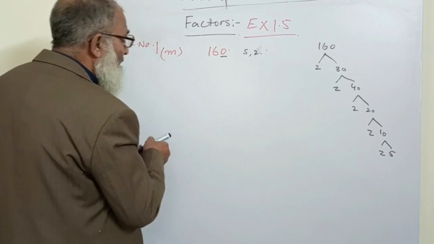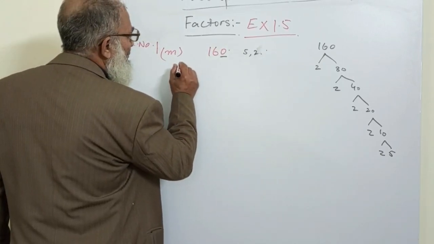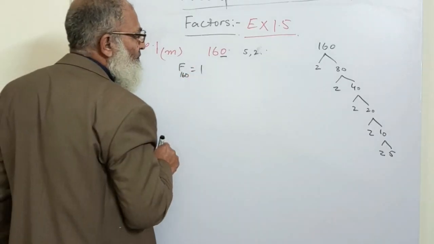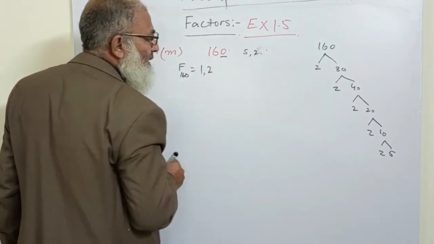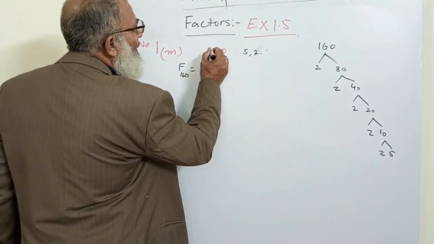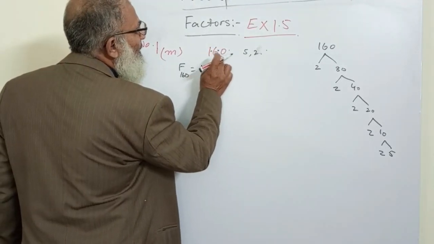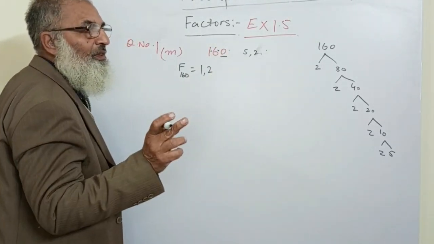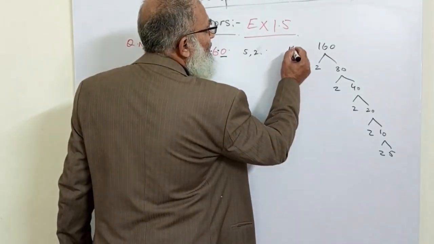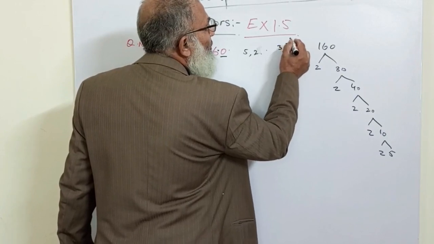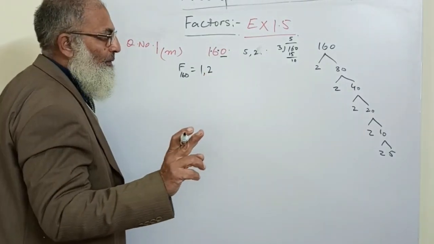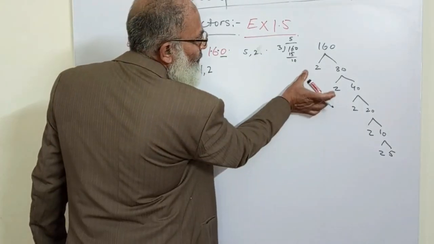So what are the factors? Now for 160, 1 is the first factor, 2 as the second factor, and if I just add this digit plus this digit plus this digit, if it is divisible by 3, then the whole number is divisible by 3. Since 160 is not divisible by 3, 3 is not a factor. So 4 is the factor.